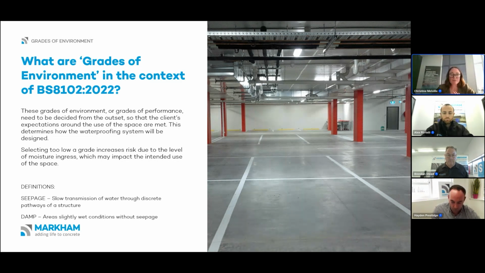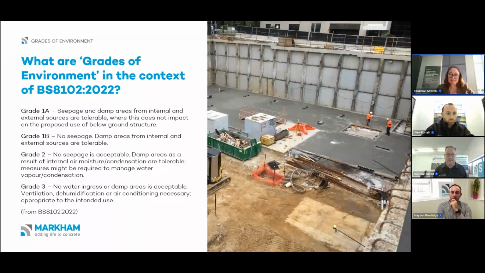To start off, we've got a couple of definitions that we want to go over. The definition of seepage in BS8102 is the slow transmission of water through discrete pathways of a structure. So it's not an obvious pouring in, you've got a slow transmission of water. Damp is areas that are slightly wet, but there's not that collectible transmission of water. If you want to go to the next slide, Brendan, we'll talk about the specific grades.